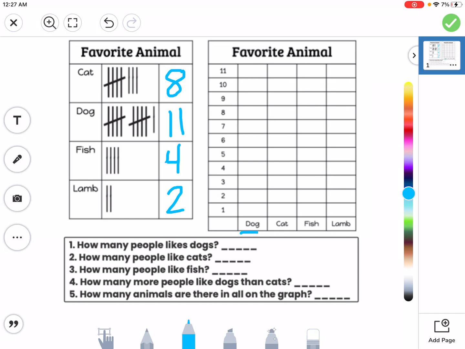Dog. How many people had liked dogs the most? That was their favorite animal. So right here is dog, so there were 11. So we're going to color in 11 boxes, and I'm going to count 11 boxes before I color them in. And you can also see the numbers over here, okay? But we're going to count to make sure. 1, 2, 3, 4, 5, 6, 7, 8, 9, 10, 11. So Mrs. Hensley is going to color in 11 boxes.